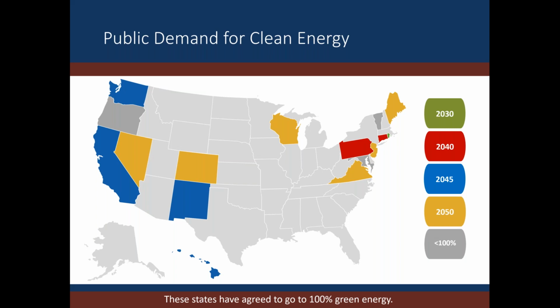The states shown here have adopted 100% clean energy legislation or executive orders with either a goal or a mandate. Rhode Island is targeting 100% renewable by 2030. By 2040, Connecticut and New York, then Washington, New Mexico, Hawaii, and California by 2045. By 2050, Colorado, Virginia, New Jersey, Maine, Wisconsin, and Nevada will also have achieved that goal. Oregon, Vermont, and Maryland have committed to less than 100% clean energy, and they're shown in the darker gray.